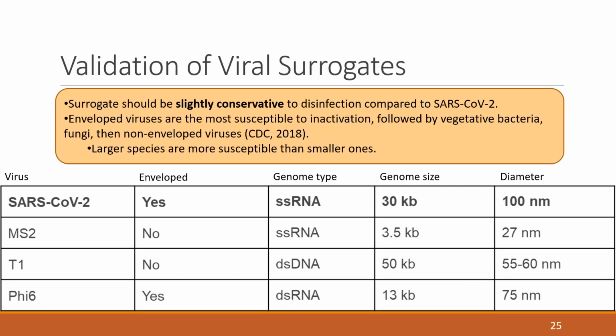Since aerosolized COVID in a laboratory is a little bit of a health hazard, viral surrogates are necessary. It is important that these surrogates are slightly conservative to disinfection and inactivation compared to SARS-CoV-2, so as to give a reliable comparison. As a general note, enveloped viruses, like COVID, are the most susceptible to inactivation, while non-enveloped viruses are more difficult to inactivate.